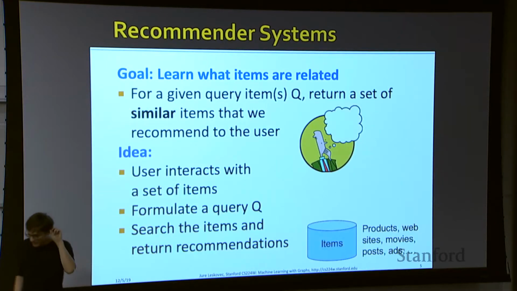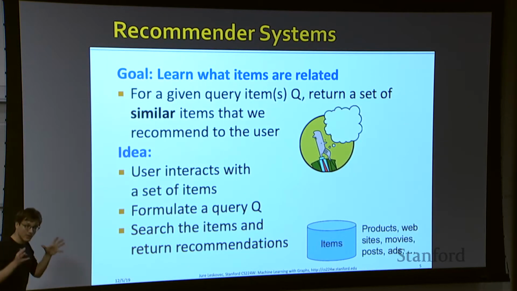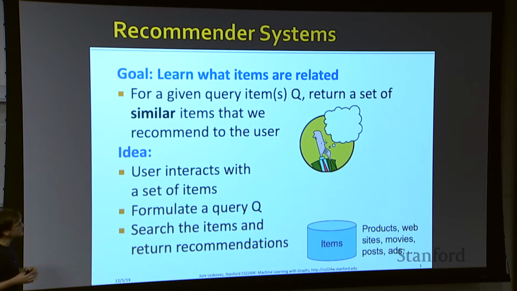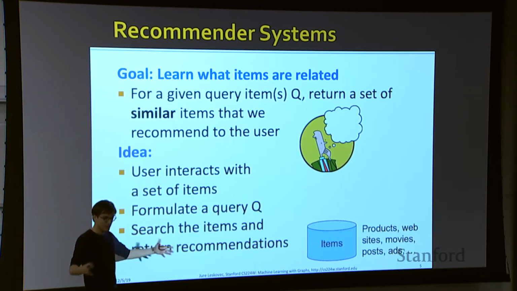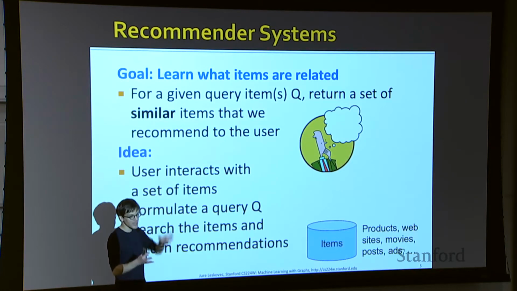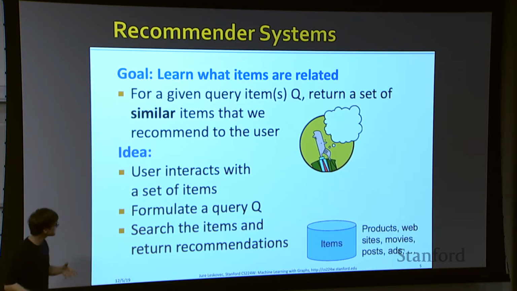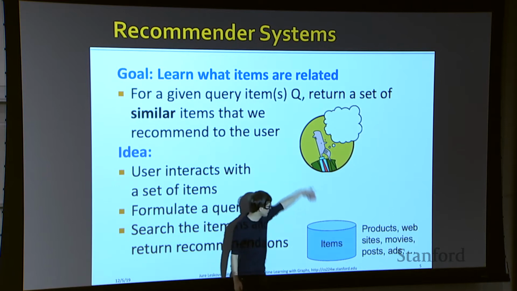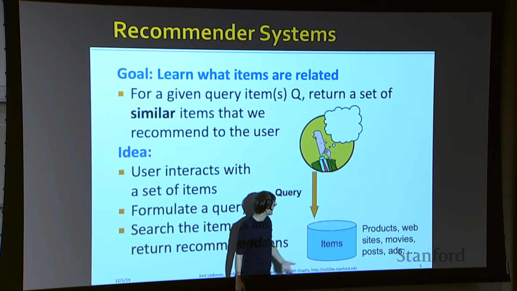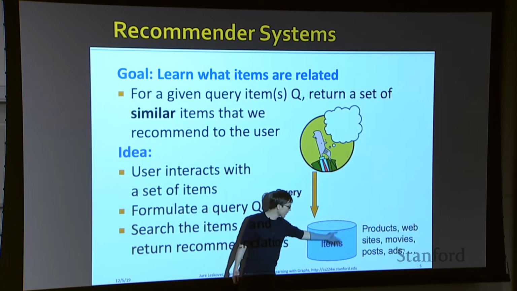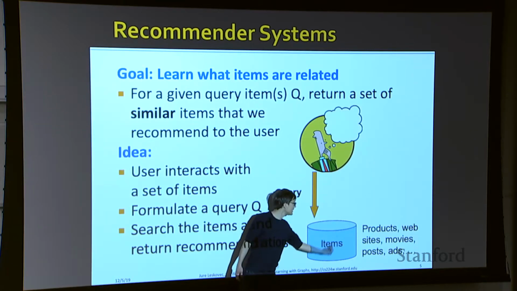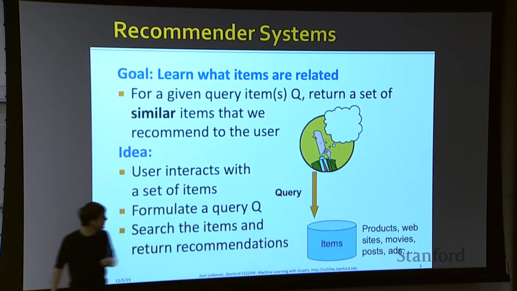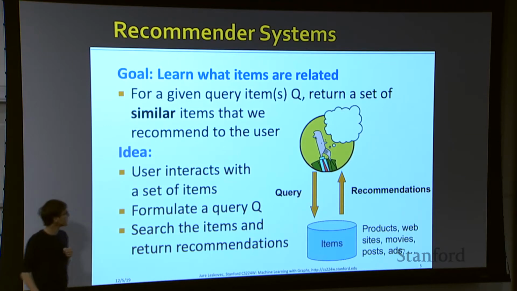In particular, the way we think of this is that the core operation in building a recommender system is to learn or figure out what items are related. So that, for example, based on the user's prior behavior, you identify a set of query items, and using this set of query items, you can then query your database of items, which could be products, websites, movies, posts, things like that, and then return a set of recommendations for that user.